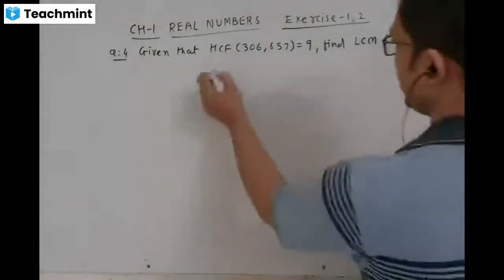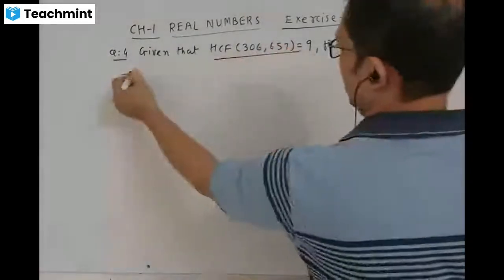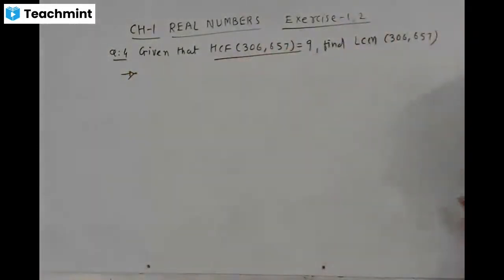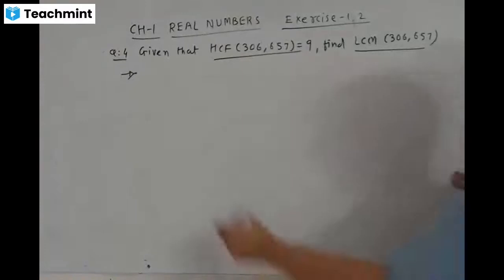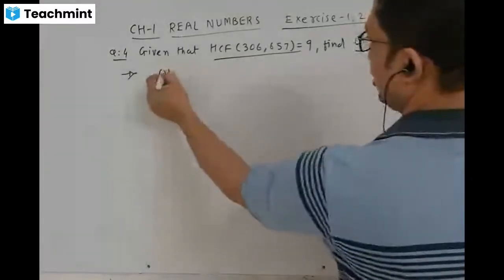Here, HCF is given. HCF of 306 and 657 is equal to 9. Find the LCM. इसमें A वाली formula use होगी. We know that the formula.